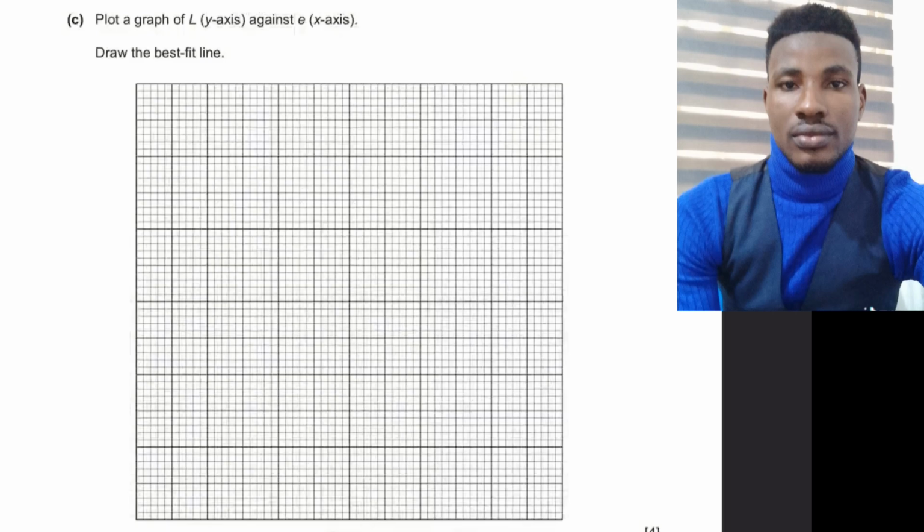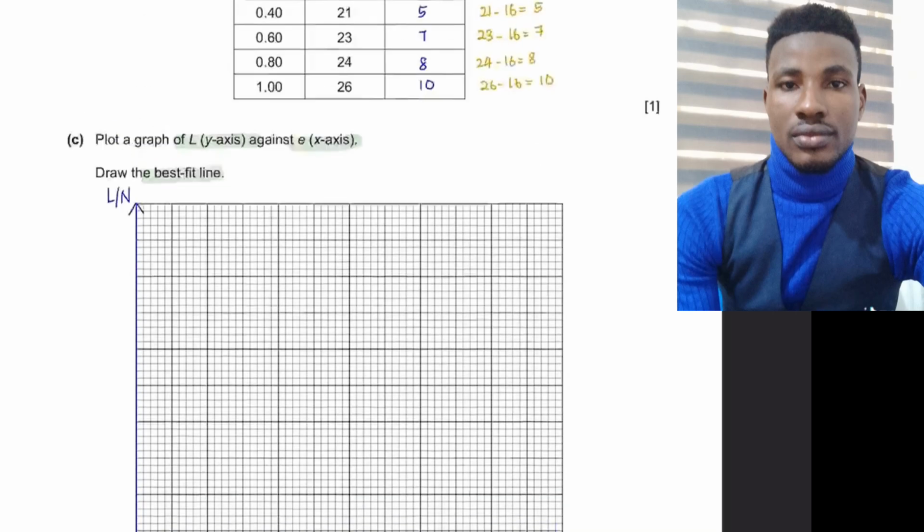Question C. Plot a graph of L on the y-axis against E on the x-axis. Draw the best fit line. First, let's draw the x and y axis. Your x-axis is the extension E in millimeters, and your y-axis is the load in newtons. Don't forget to include your units when you label your axis.